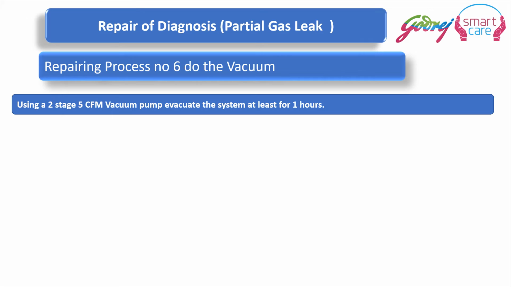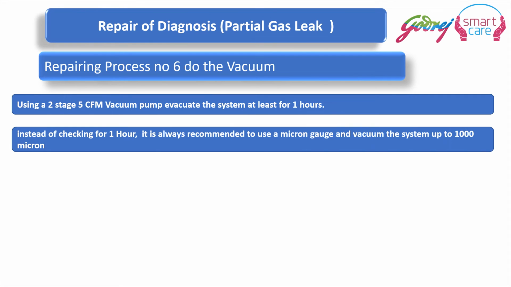But the timing of evacuation is not the criteria. The criteria is that the evacuation has to be done until the pressure inside the system reaches at least below 1000 microns or 750 microns, which is the vacuum pressure at which we ensure that the entire moisture from the sealed system has been effectively removed from it.